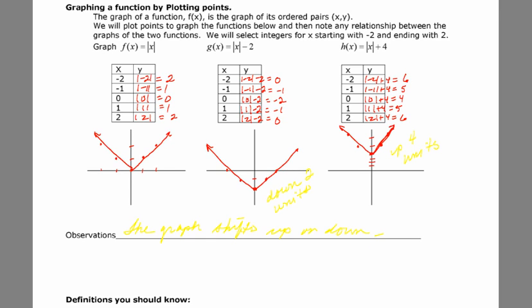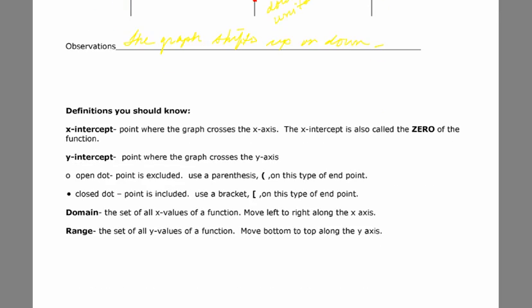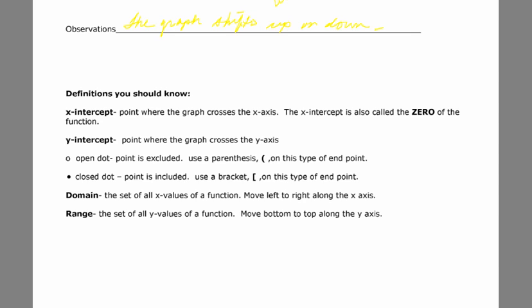Okay, what else do we have here on this sheet? Some very important definitions we'll use throughout the semester. Some you should be familiar with. Actually, all of these you should be familiar with. X-intercept: we know that's the point where the graph crosses the x-axis, but here's something new. Another name for the x-intercept is the word zero. We'll use that often. Y-intercept: the point where the graph crosses the y-axis. And remember, the ordered pair where it crosses, for an x-intercept, is x comma 0. For a y-intercept, it's 0 comma y.